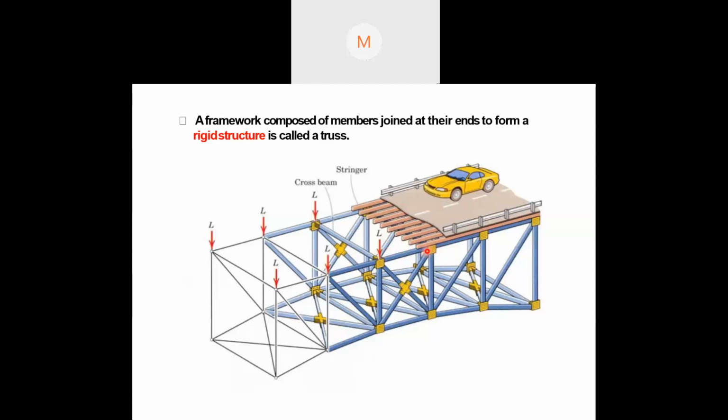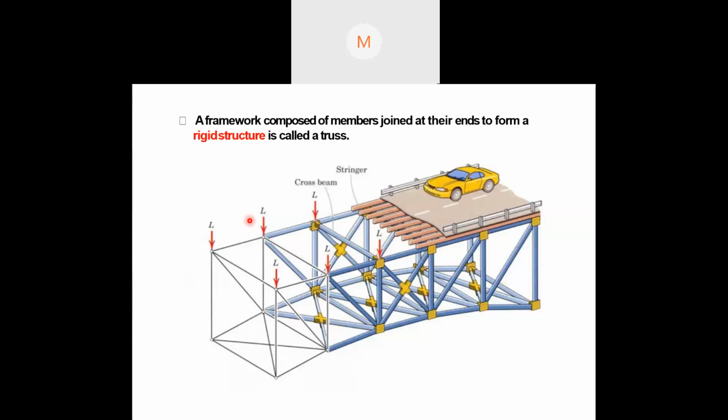Okay, is it clear now? Yes, sir. These kind of frames are known as trusses. They are joined end to end.